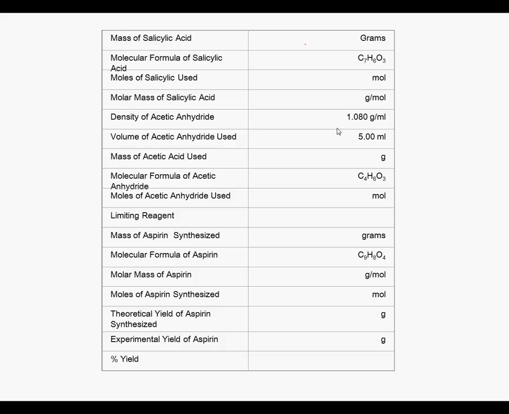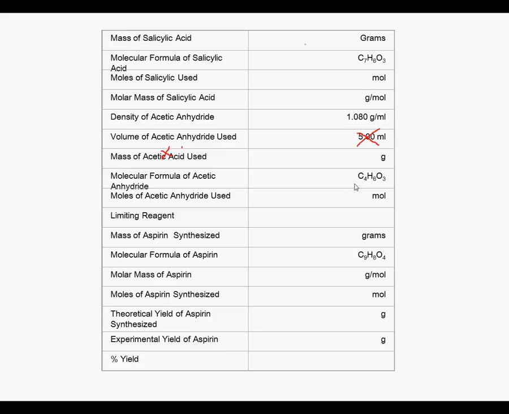Then you also know the density of the acetic anhydride. You knew the volume that we used. We didn't use 5 milliliters. We used less because we mini-scaled. So you want to change that number in your lab, and you want to determine the mass of acetic anhydride. There's an error here. This should be the acetic anhydride that you used, right? You want to put that in here.